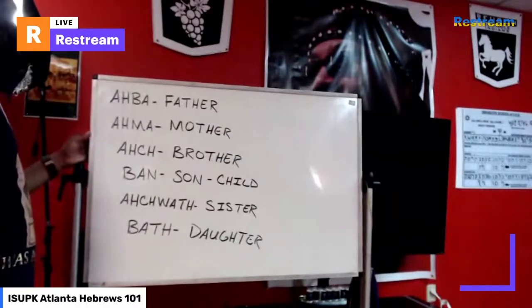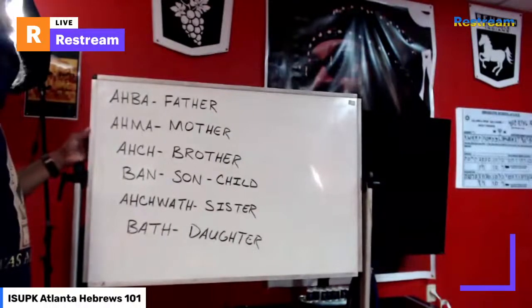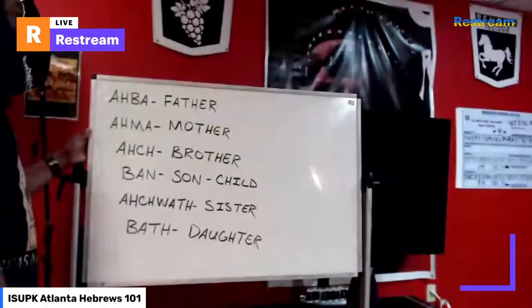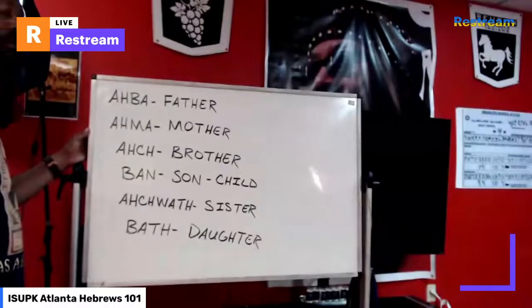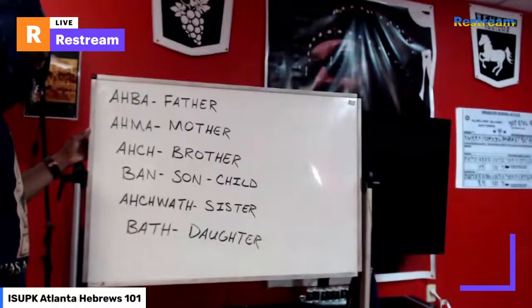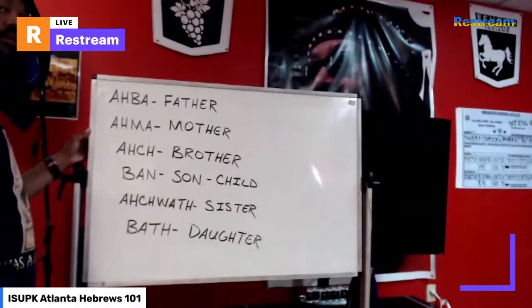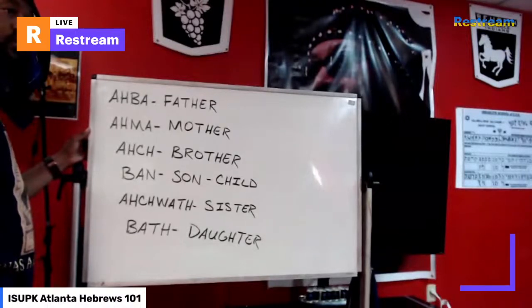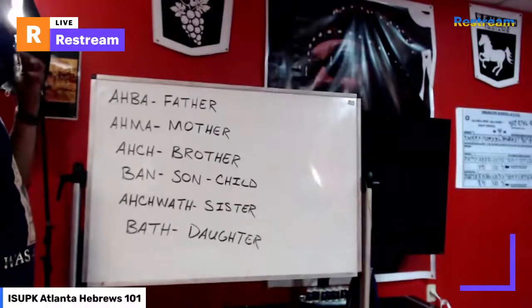All right. Cool. So now, take it from the top. Abba means father. Amma is mother. Ach is brother. Ben is son or children. Achot, sister. Bat is daughter. Okay, cool.